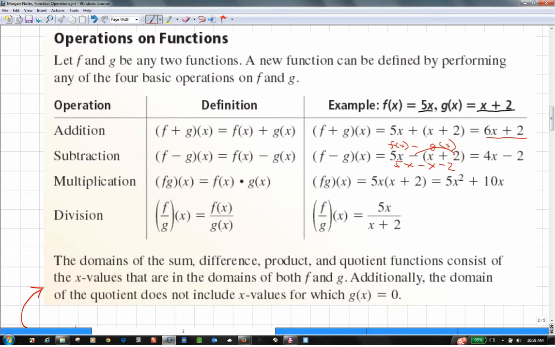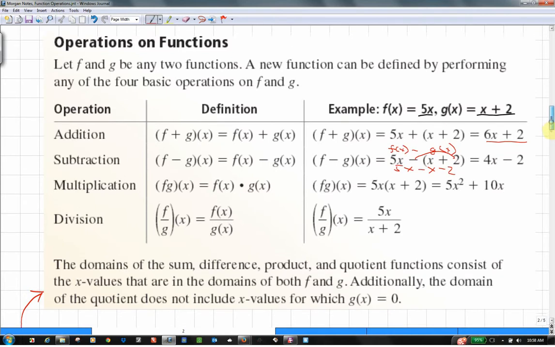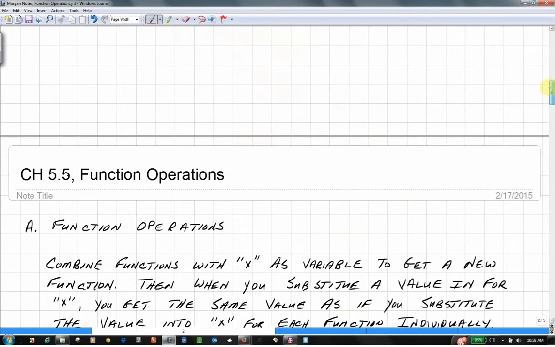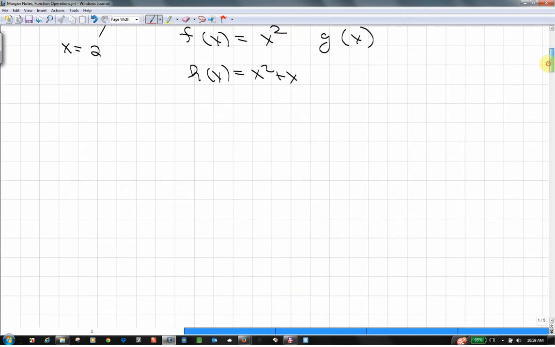But here's where we may have a little issue. Let's talk about the domain and range. Actually, let's just talk about the domain. And what the domain is, those are the values that I'm allowed to put in the equation. So what could I put in?